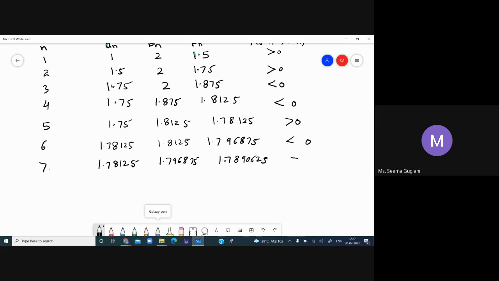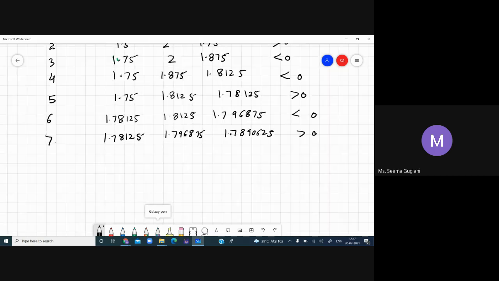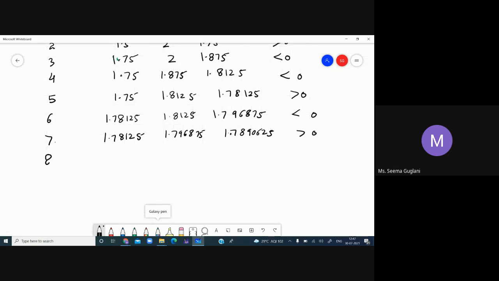I just want to show you something, that's why I am going up to 10 iterations, because there is a certain symmetry there. It's 1.789062, 1.796875, and this is 1.792969, which again comes out to be positive.